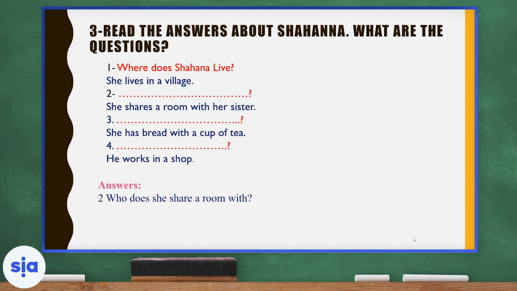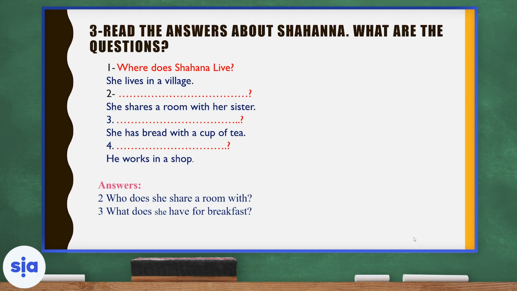Number 3, she has bread with a cup of tea. Do you remember what this was? Which meal was this? Was it the breakfast or the lunch? Let's check. Or maybe dinner. What does she have for breakfast? So, of course, that was her breakfast. And the question is, what does she have for breakfast?